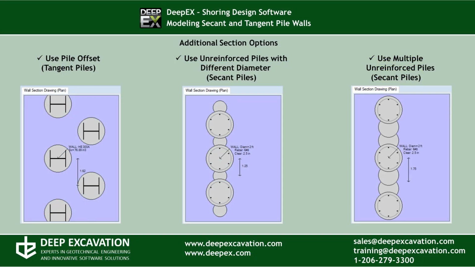In DeepEX software, for tangent pile walls, we can define a pile offset, so the piles are not aligned. And for secant piles, we can select to use a different diameter for the unreinforced piles, and we can also select to use multiple unreinforced piles.